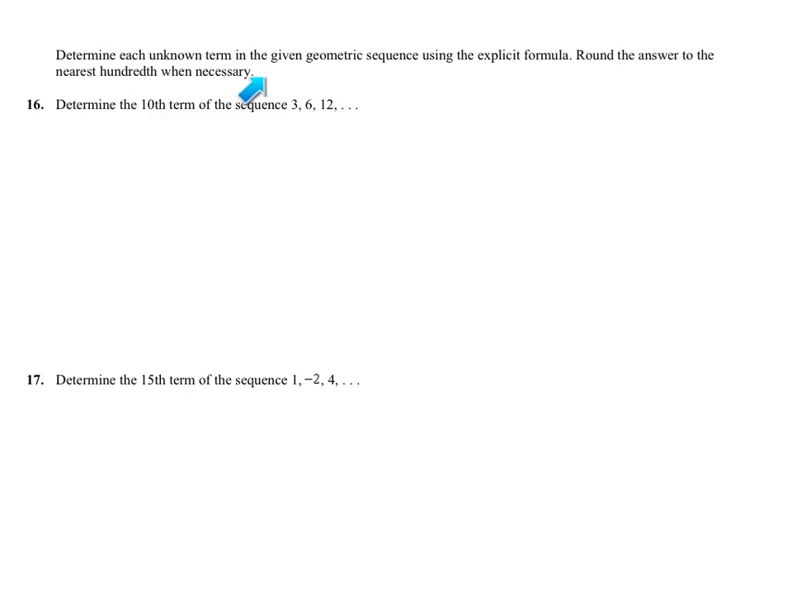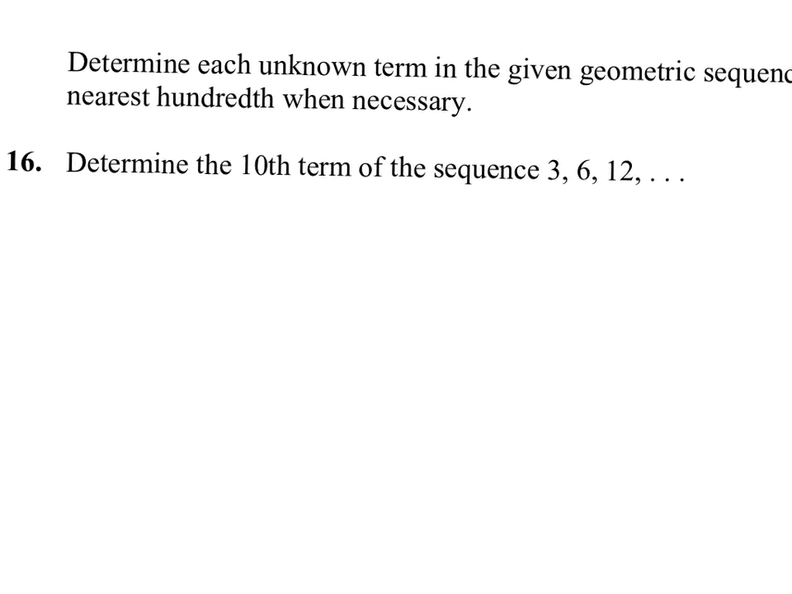All right, determine each unknown term in the given geometric sequence using the explicit formula. Round the answer to the nearest hundredth when necessary. So we've got this one, 3, 6, 12. So what is my sequence going up by? They told us it was geometric, so we know we're going to have a ratio. So we've got to do second divided by first, and that would be 6 over 3, which is equal to 2. And just double check to make sure, 12 over 6, that's also equal to 2.